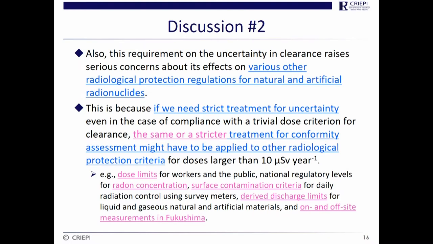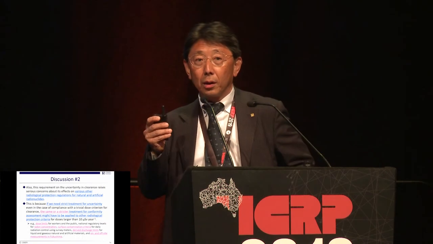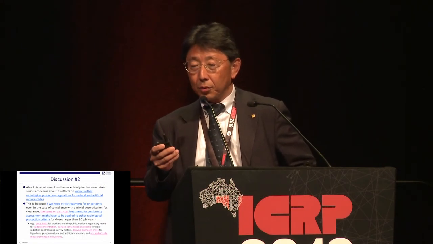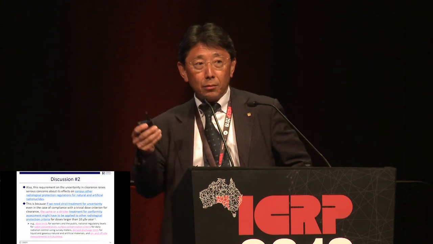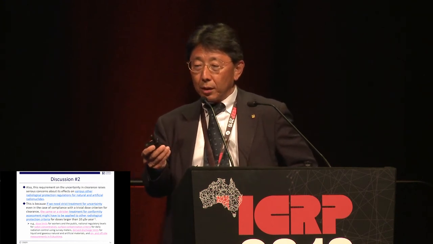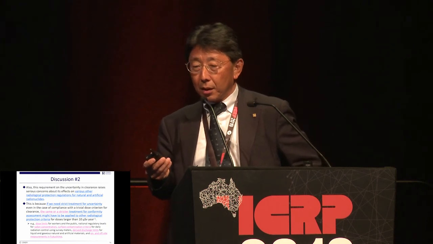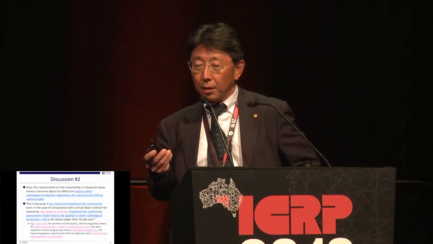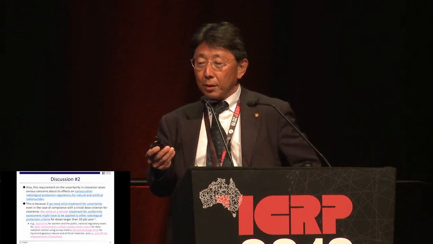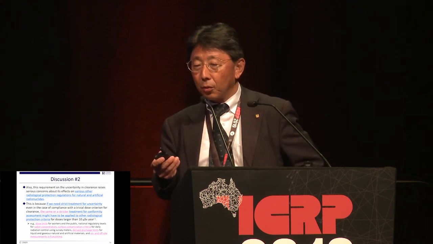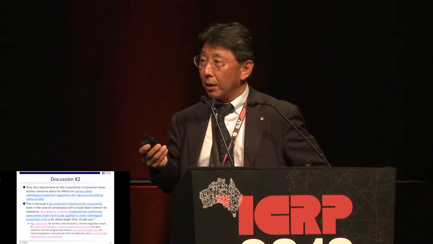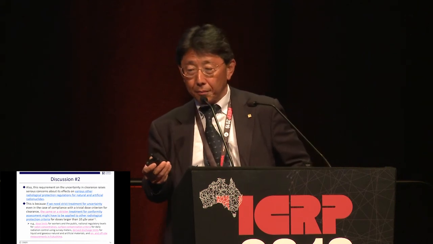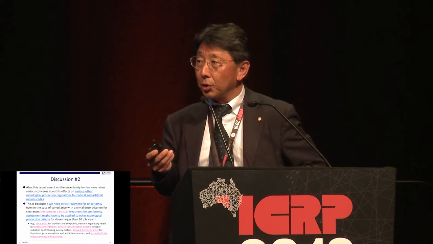And also this requirement on the uncertainty in clearance raises serious concerns for various other radiological protection regulations for natural and also artificial nuclides. This is because, please think about the clearance regulation. If we need strict treatment for uncertainty, even in the case of compliance with a trivial dose, that means 10 microsievert per year for clearance, the same or stricter treatment for conformity assessment might have to be applied to other radiological protection criteria for those larger than 10 microsievert per year.